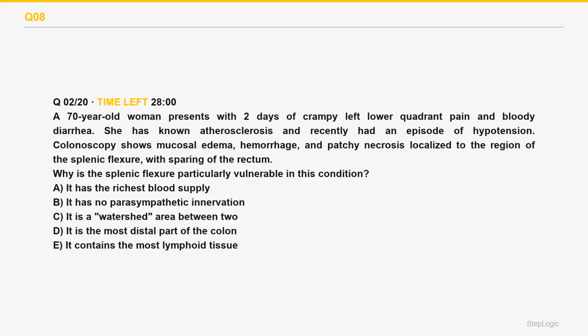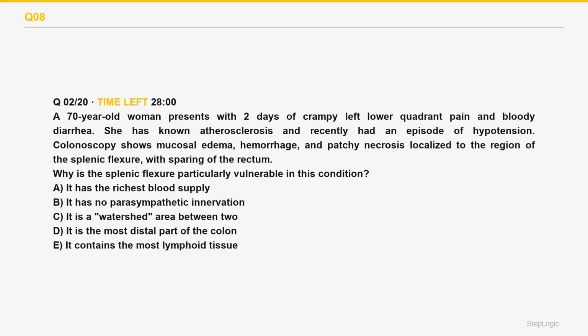Why is the splenic flexure particularly vulnerable in this condition? A 70-year-old woman presents with 2 days of crampy left lower quadrant pain and bloody diarrhea. She has known atherosclerosis and recently had an episode of hypotension. Colonoscopy shows mucosal edema, hemorrhage, and patchy necrosis localized to the region of the splenic flexure, with sparing of the rectum.